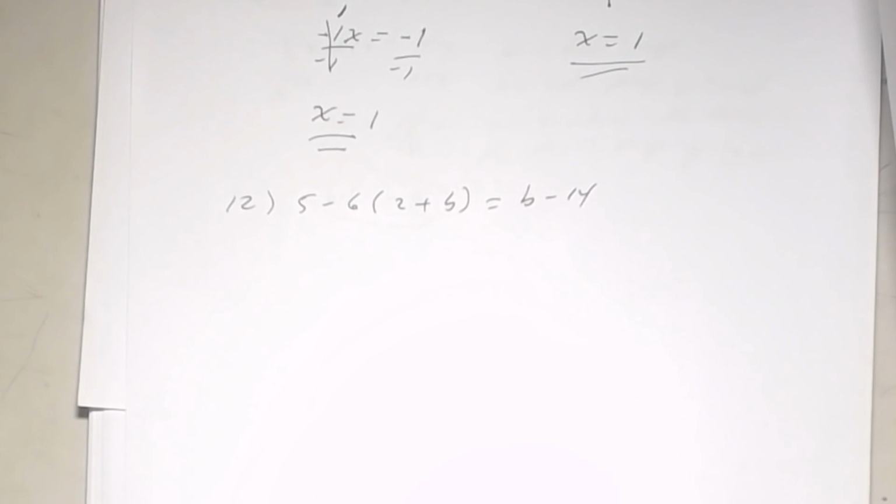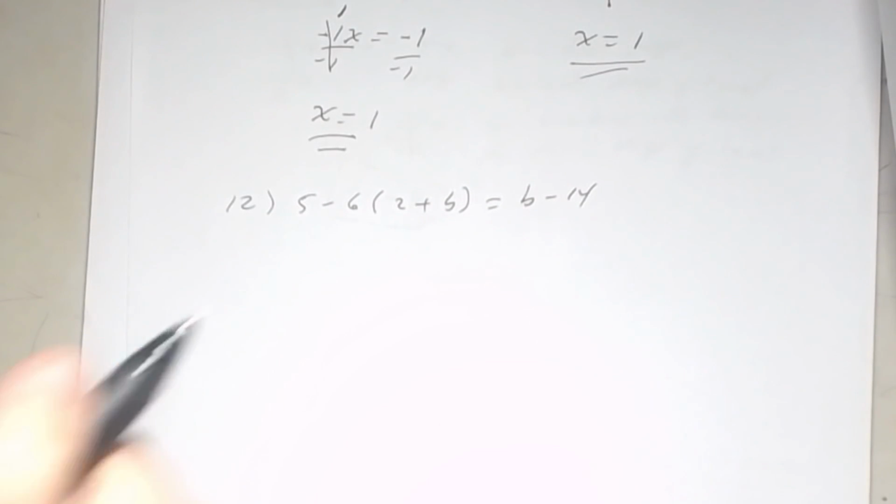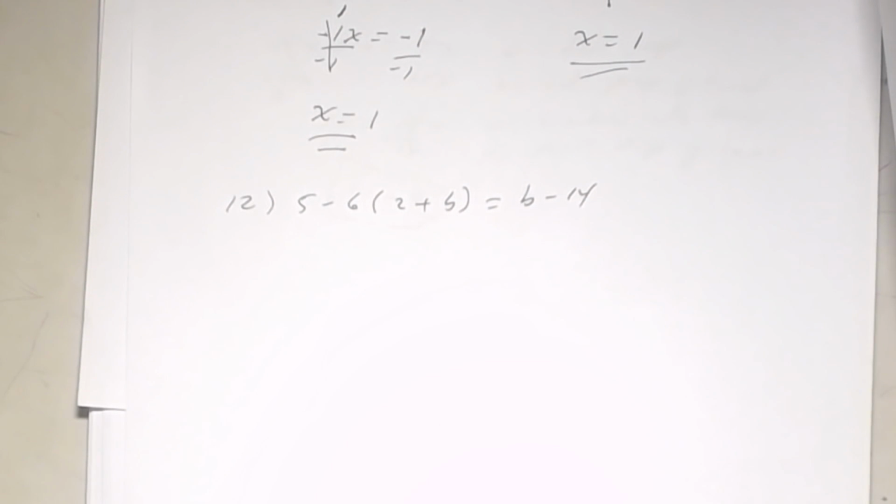So what's the first thing you're going to do? Get rid of the parentheses, distributive property. What are you going to multiply everything inside the parentheses by, though? -6. Okay, -6. So what some people do is they have a habit of wanting to say 5 minus 6 is a -1. You don't do subtraction.